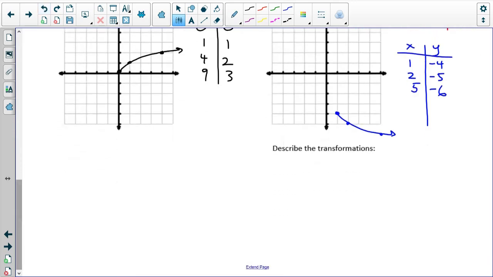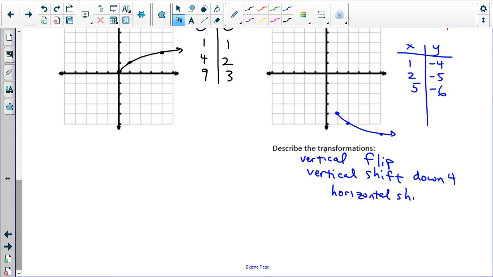Therefore, if I describe the transformations, I have a vertical flip. I have a vertical shift of down 4. And I have a horizontal shift to the right 1.